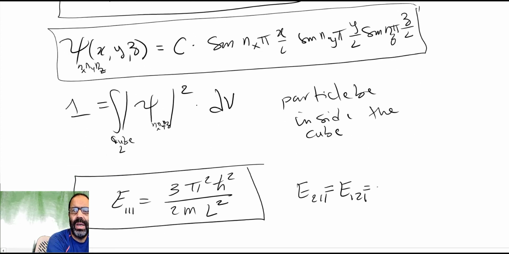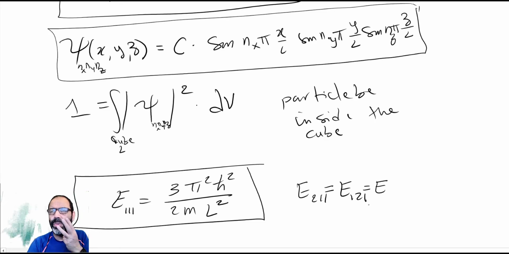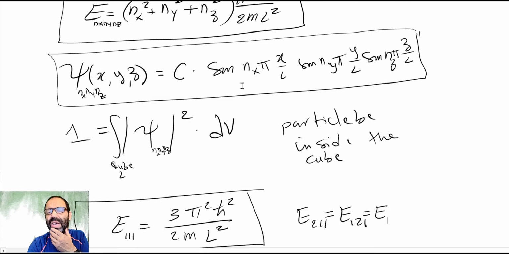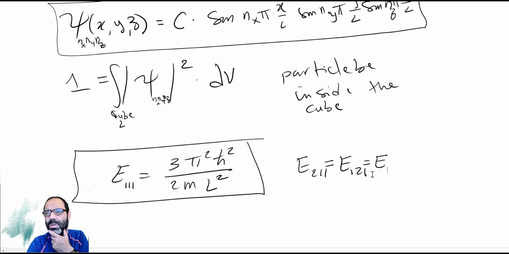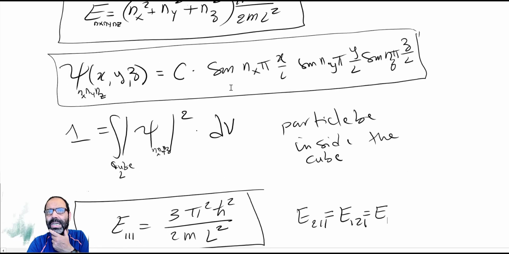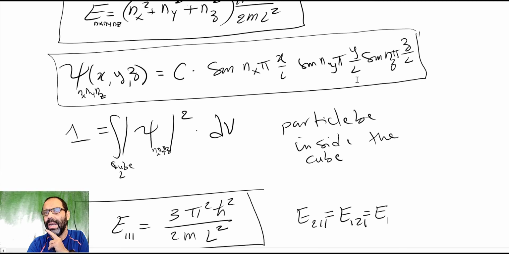So there are 3 different wave functions. Each and every one of them is different than the first one. The first one was sine of 2 pi x over L times sine of pi y over L times sine of pi z over L. The second wave function that corresponds to E121 is actually sine of pi x over L, sine of 2 pi y over L, sine of pi z over L.